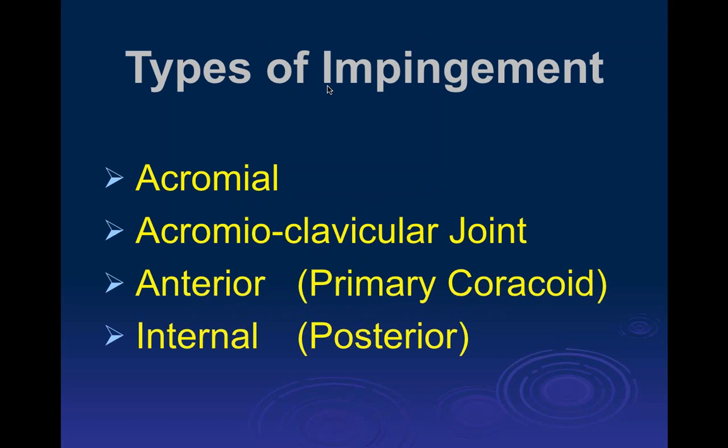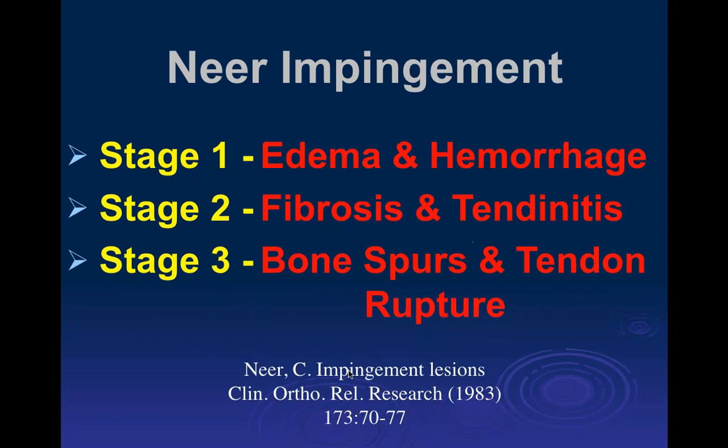So looking at impingement, it can be divided into four different overall types. Acromial impingement from the acromial process itself, disease at the acromioclavicular joint, then anterior impingement, also called primary coracoid impingement, and then internal impingement, which is also called posterior impingement of the shoulder. So the primary impingement is really around the acromion.